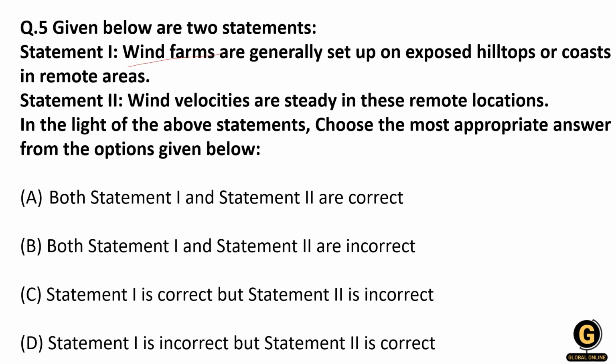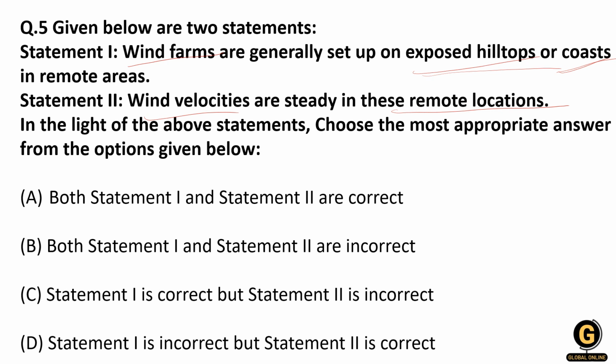So they have given us 2 statements. Statement 1: wind farms are generally set up on exposed hilltops and coasts in remote areas. This is a correct statement, because for setting up a wind farm it is generally required to have a large area, because they have to set up so many wind turbines and it will take a large area. So that's why it is set up in an area which is not inhabited by humans. So it is set on exposed hilltops and the coast. And the wind velocities are steady in the remote locations.